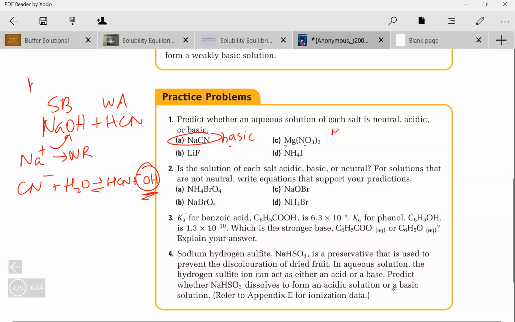Magnesium nitrate comes from magnesium hydroxide and nitric acid, both of which are strong, so that's neutral. Lithium fluoride comes from lithium hydroxide plus HF, which is again a strong base, weak acid combination, which means this is going to be basic.